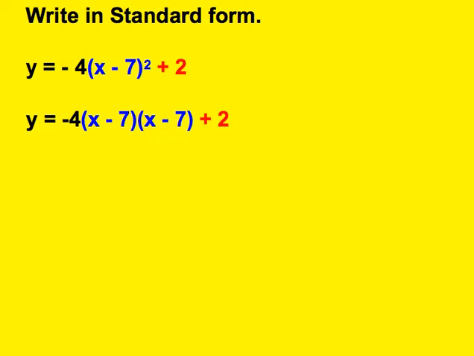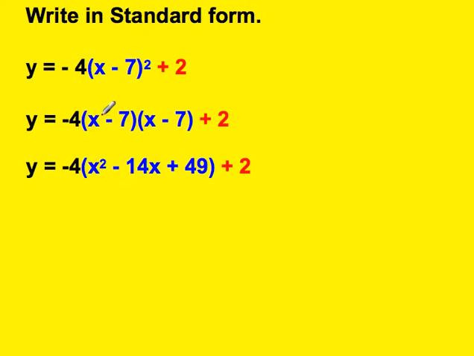If I were to rewrite that, it would be -4 times (x minus 7) times (x minus 7) plus 2. That's one of the most common mistakes, is that people don't write that out twice. Sometimes people like to just square the x and square the 7, but that's not what that means. It's (x minus 7) times (x minus 7). Now if I multiply that out, I would get -4 times (x squared minus 14x plus 49).